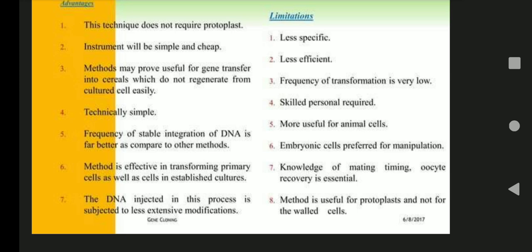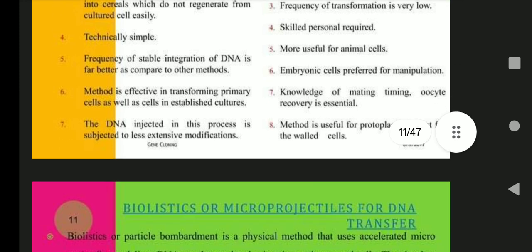DNA into the animal cell. Embryonic cells are preferred for manipulation because it is easy to inject DNA into them, such as embryonic stem cells. The knowledge of mating time and oocyte recovery is very essential for this method, and this method is useful for protoplasts and not for cells with walls.